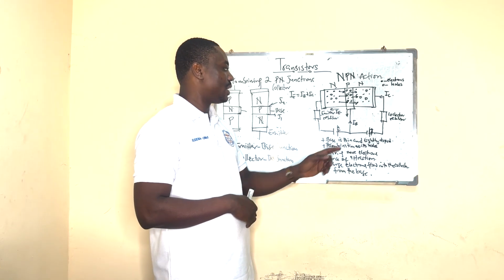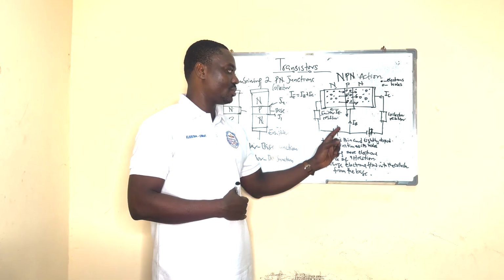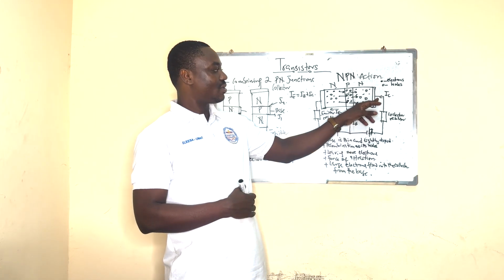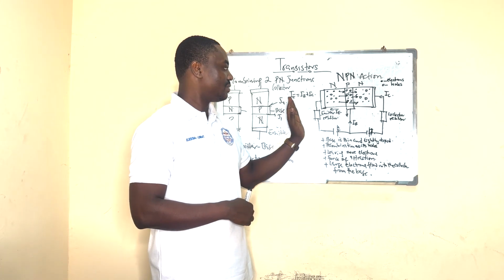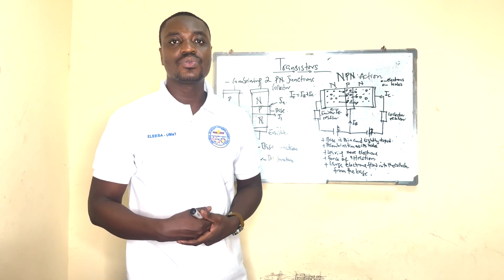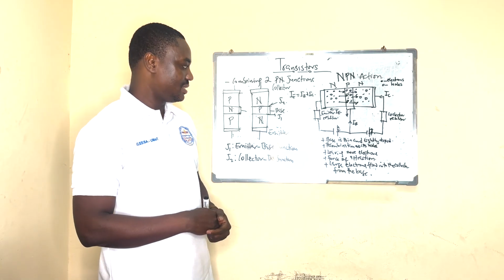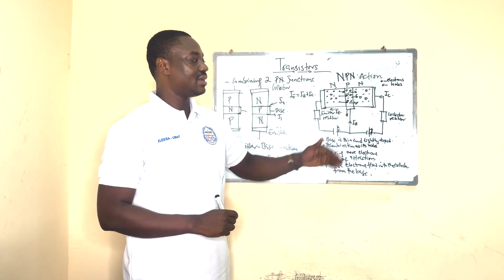If you were to apply Kirchhoff's current law to this diagram, you realize that the base current and the collector current are entering while the emitter current is leaving. So the emitter current is equal to the sum of the base current and the collector current. And this is how current passes through the transistor.